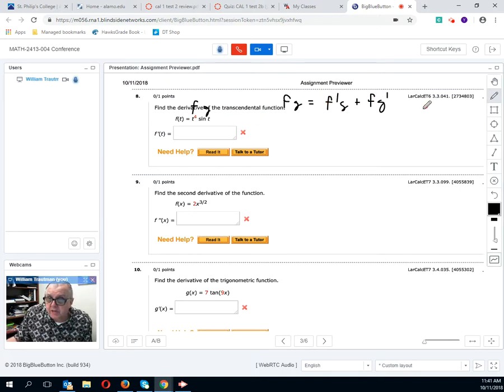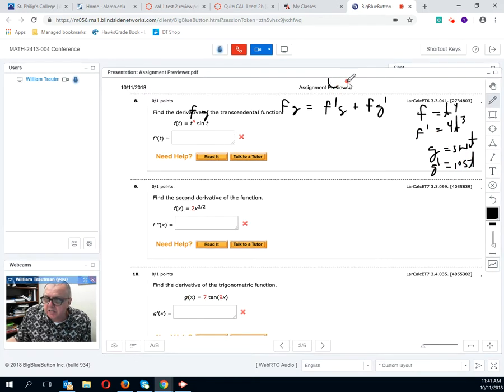So if f is t to the 4th, f prime is 4t to the 3rd. If g is the sine of t, g prime is the cosine of t. And then you just plug everything into the formula. That's it.